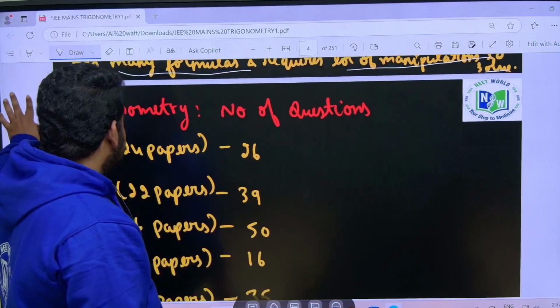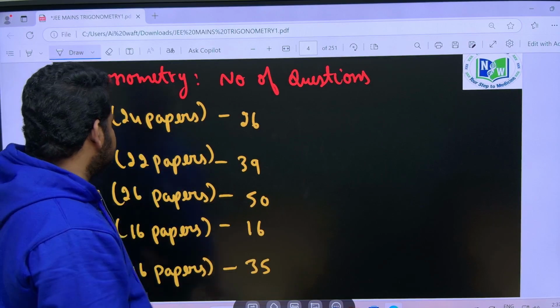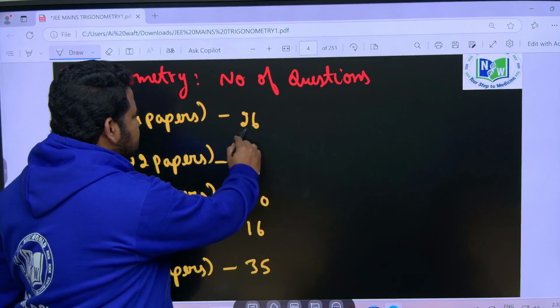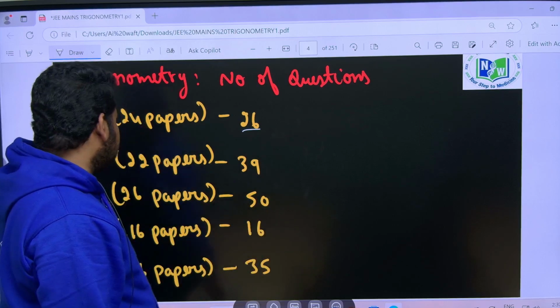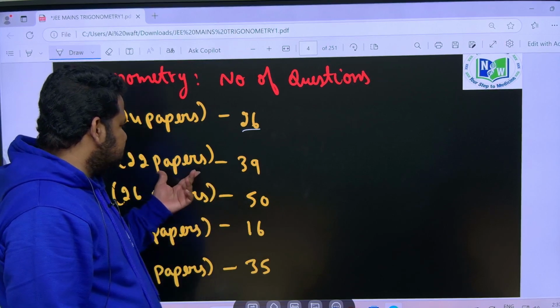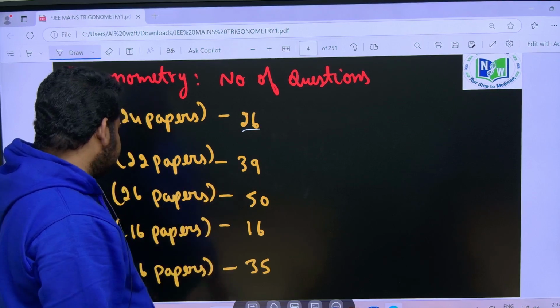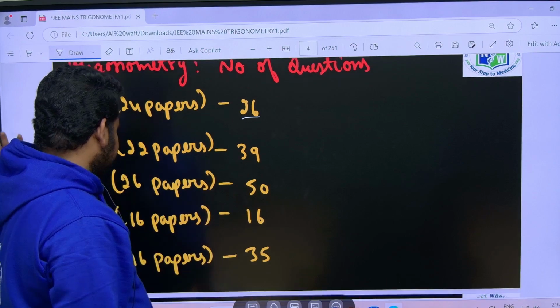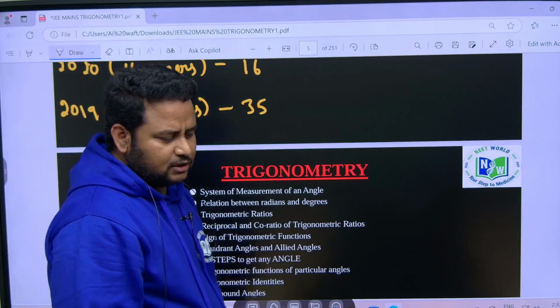Next, the number of trigonometry questions that are asked. I am talking about all the papers. In 2023, 26 questions out of 24 papers, and on average you can take one question per paper. 2022, it is 39 questions. 2021, 50 questions. 2020, 16. 2019, 35. So the numbers are varying, but on average, like I told, 1 or 2 questions will be asked.